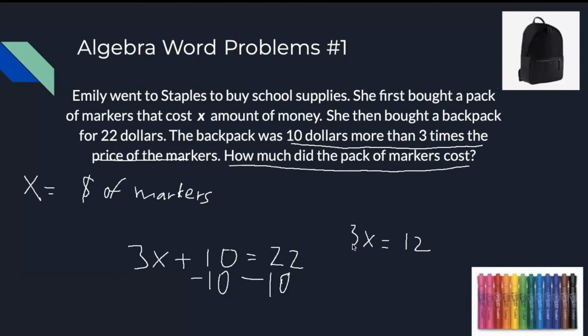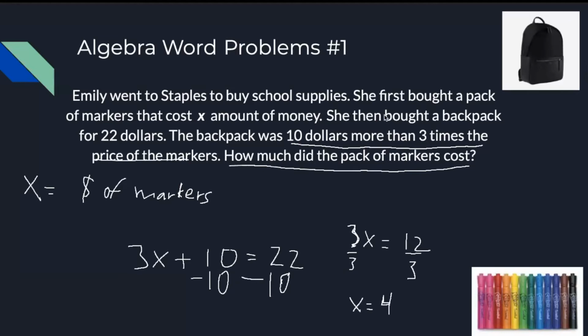And then are we done? Not yet, right? So we still have 3x equals 12. So we need to find what x is. So we can divide on both sides, and we finish with x equals 4, right? So does that make sense?